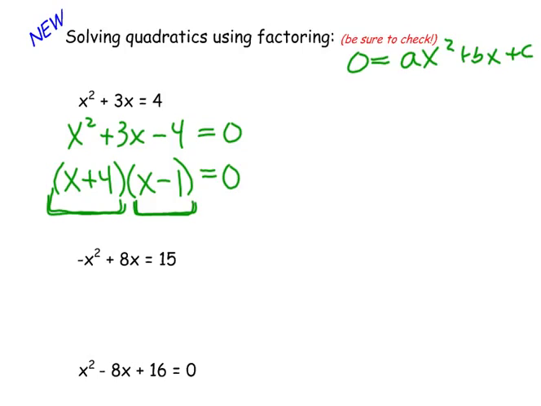This is where we have to look at what value of x I can plug in that makes x plus 4 equal to 0. Well, if x was negative 4, that would work.